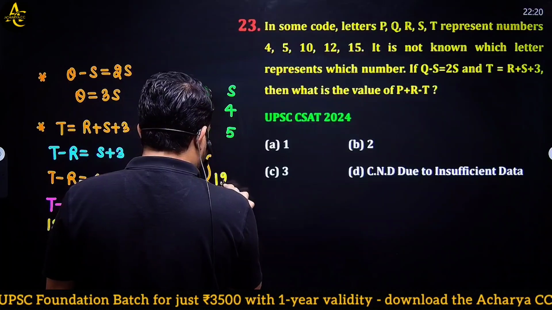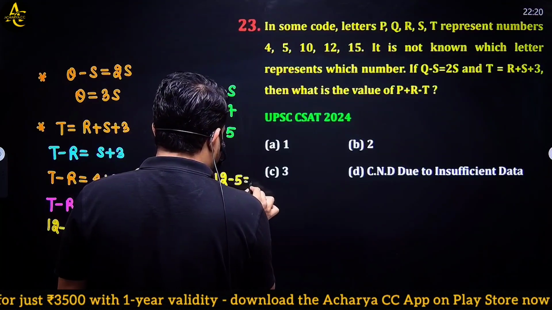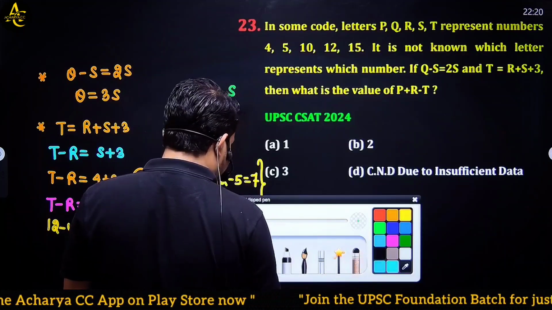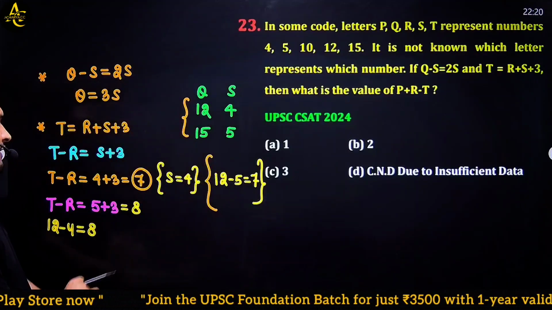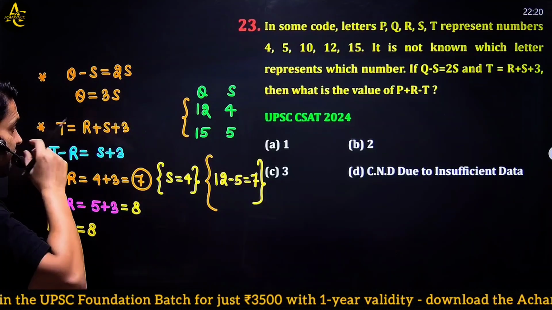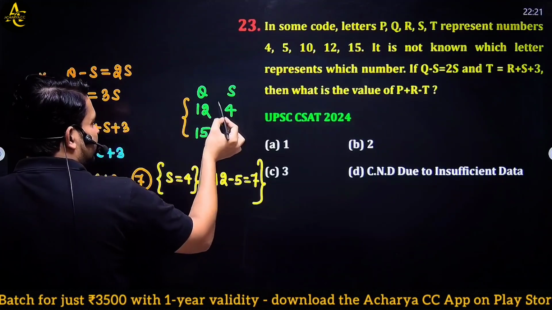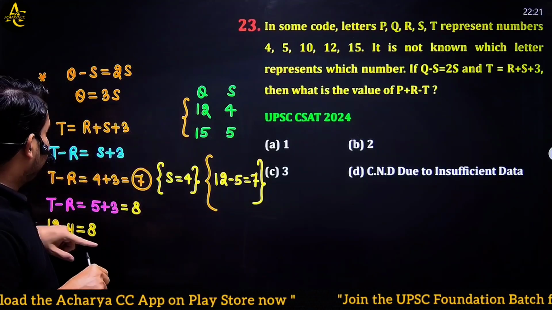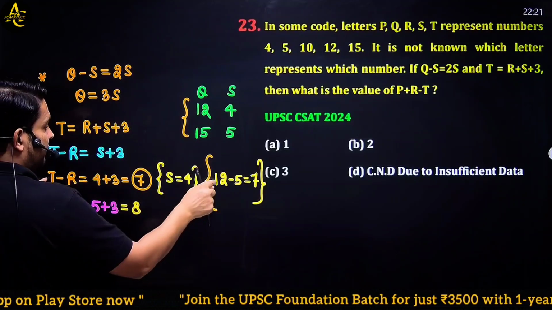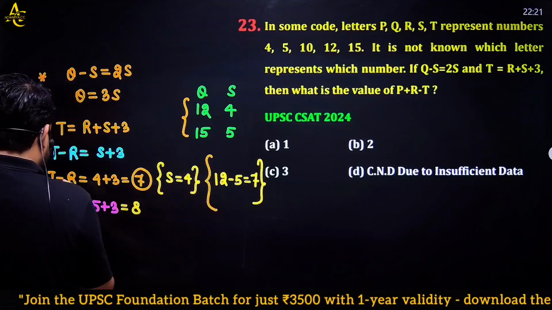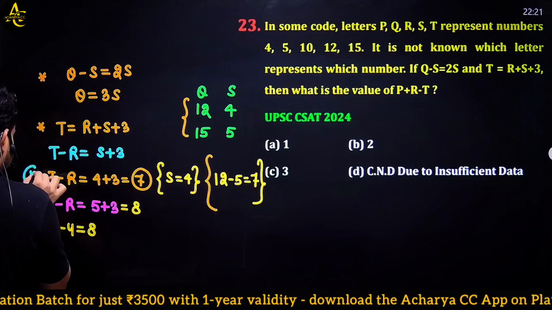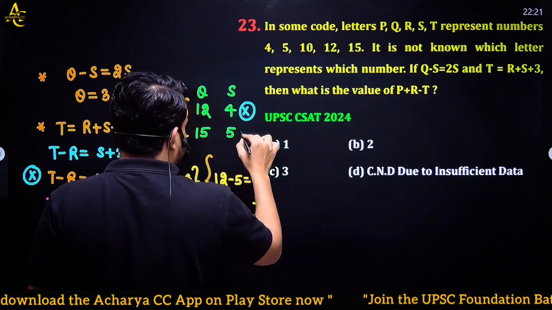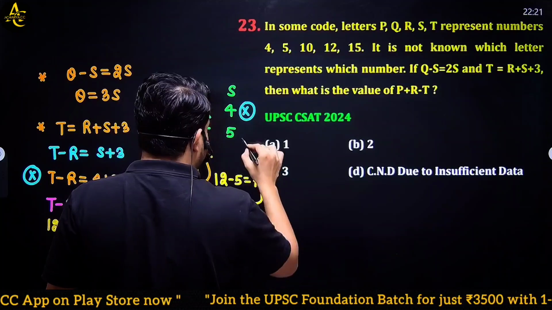12 minus 5 is equal to 7. But I cannot take 12 as the value. Why? Because if I put s is equal to 4, then it is clearly mentioned that q is equal to 12, and here I am taking t equal to 12, so I cannot take t as 12. So this combination fails. And this combination passed.